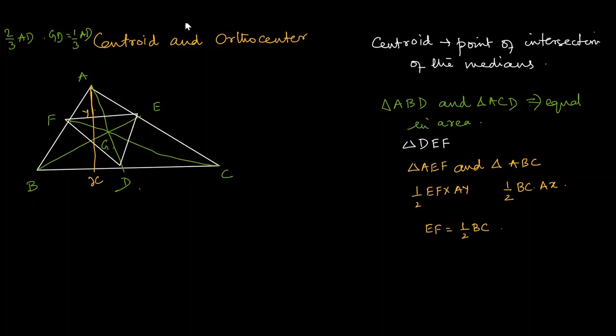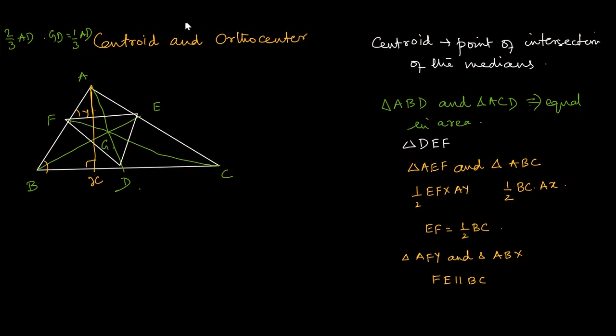Again, E. If we take the triangles AFY and ABX, these two would be similar because FE is parallel to BC, right? So corresponding angles will be equal.